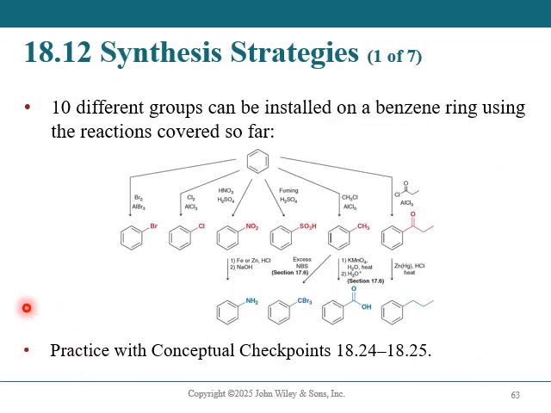Now let's talk a little bit about synthesis strategies. How do we go about generating products depending on where I'm starting and where I want to finish? Ten different groups can be installed on a benzene ring using the reactions we have covered so far. You can see our halogens, our nitro, our sulfonation, methyl, and acyl groups. From there, we can then proceed to add a second set of groups, as you can see here. So that means that we have a rather generous amount of substituents that we can add to a benzene ring, to an aromatic.